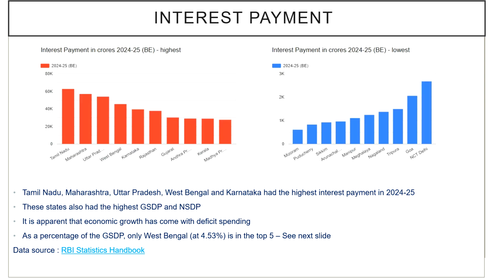Interest payment. Tamil Nadu, Maharashtra, Uttar Pradesh, West Bengal, and Karnataka had the highest interest payment in 2024-25. These states also had the highest GSDP and NSDP. It is apparent that economic growth has come with deficit spending. As a percentage of the GSDP, only West Bengal at 4.53% is in the top 5. See next slide.